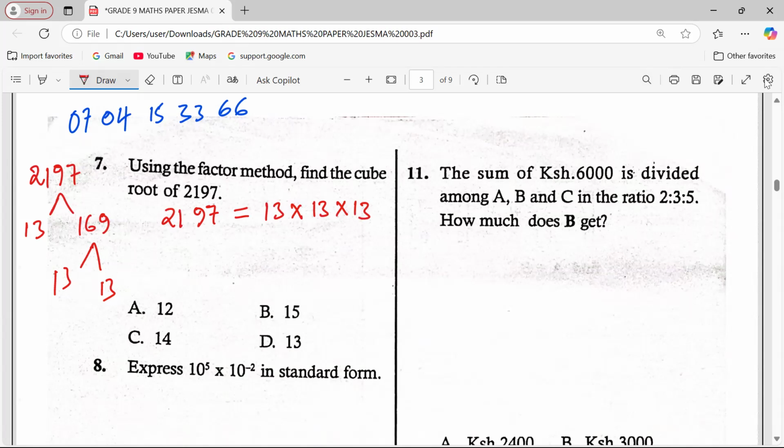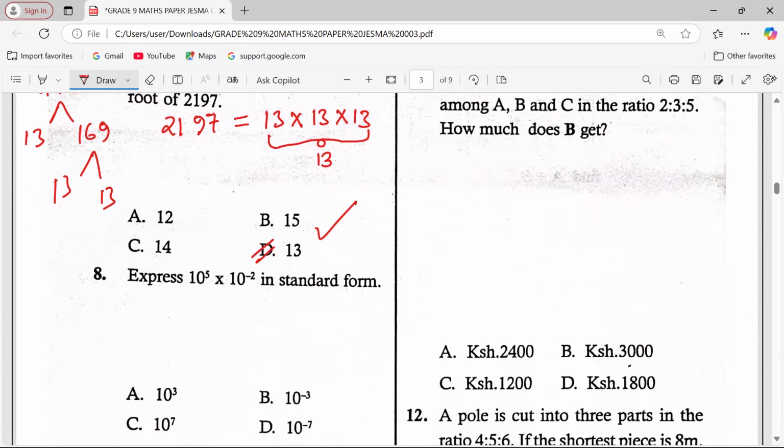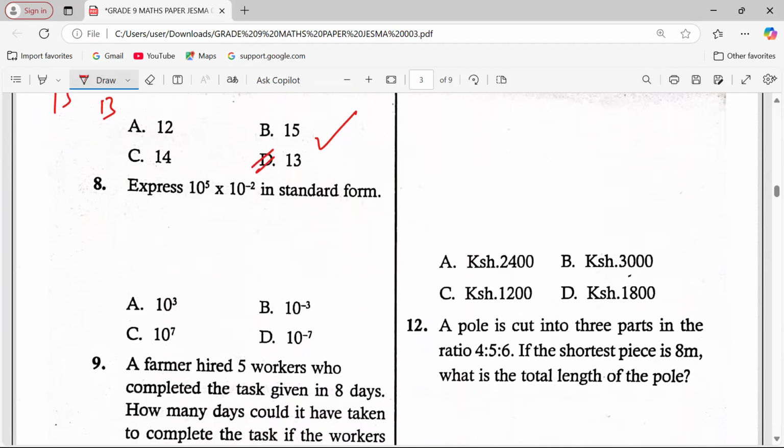So for us to obtain cube root, after expressing a number into its prime factors, we're supposed to pick one common factor out of a group of every 3. So out of these 3, we only pick 13. Therefore, 13 becomes our cube root. And it is found in part D. So the answer was D in this particular case.